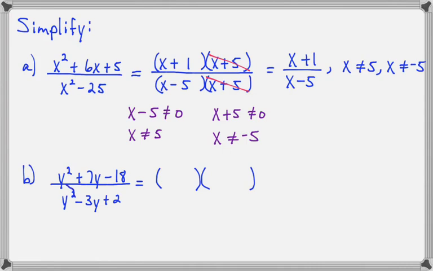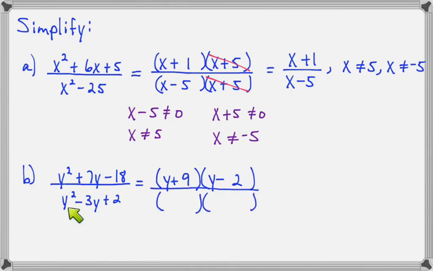And now part B, we've got a trinomial in the top and a trinomial in the bottom. So let's just work on them one at a time. I know that the first times first has to be y times y. The signs need to be different. Now for 18, we could use 9 times 2 or 6 times 3, and if we choose 9 times 2, we'll be able to get our 7y in the middle. So let's let the 9 be the positive and the 2 be the negative. And then let's factor the denominator.